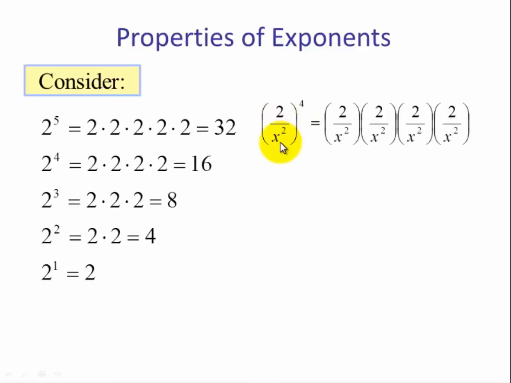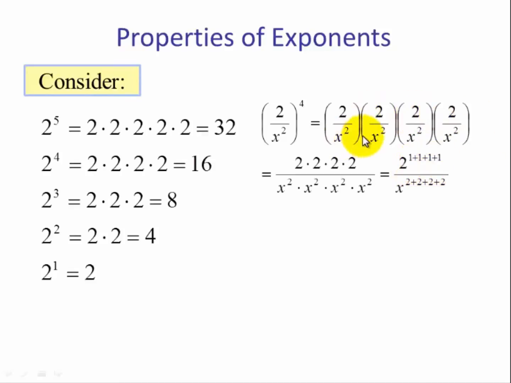Imagine we have 2 divided by x squared, raised to the 4th power. So we have a base of 2, and then we also have a base of x, which is being squared. If I think of this as the base, this says take the base and multiply it by itself 4 times. I get this. Multiplying fractions, we multiply the numerators. So this will be 2 times 2 times 2 times 2, which is 2 to the 4th. And then we have x squared times x squared times x squared times x squared. Because all these are the same base, we have x raised to the 2 plus 2 plus 2 plus 2, which gives us 16 divided by x to the 8th.